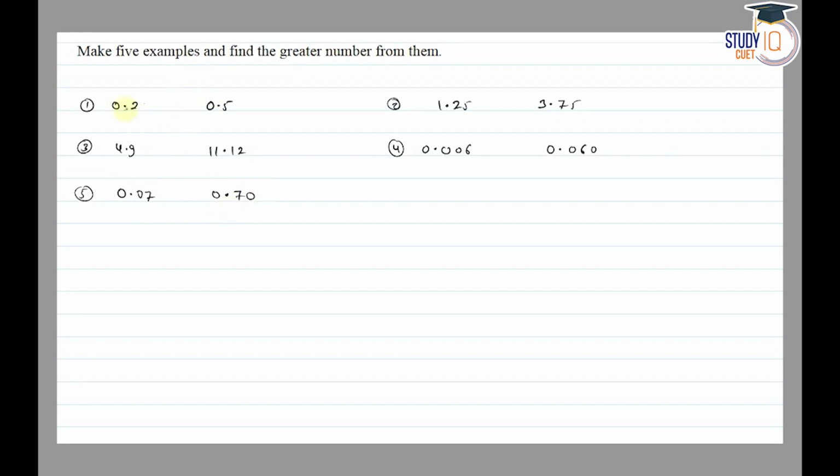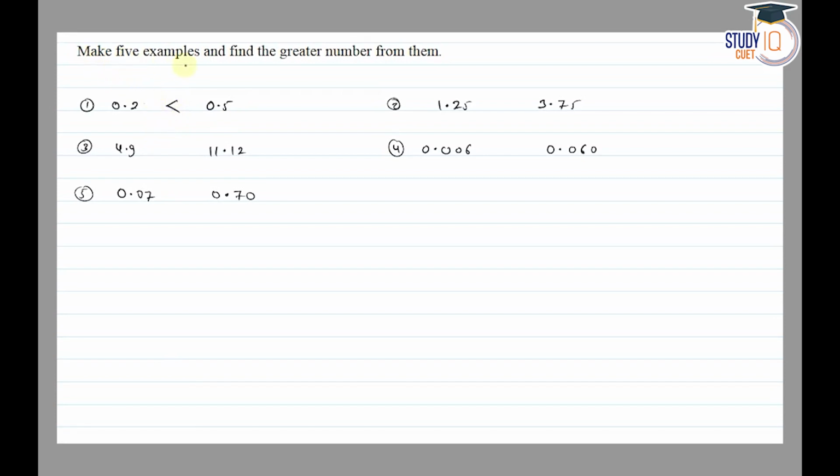So here whole part is same and we will check at 10th place. Then here there is 2 and the other side 5. So 5 is greater than 2. So 0.5 is greater than 0.2.